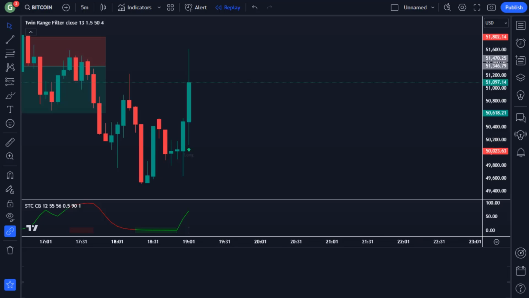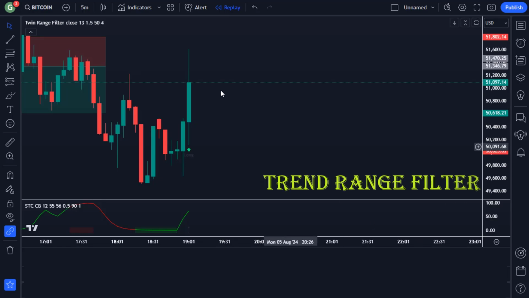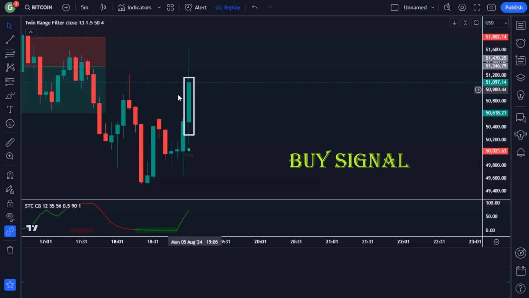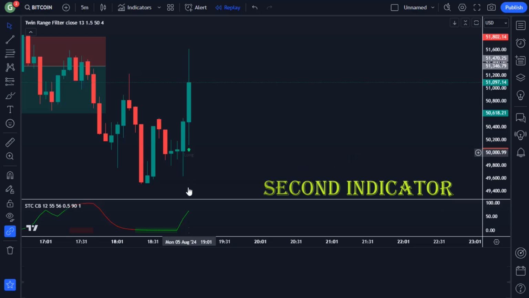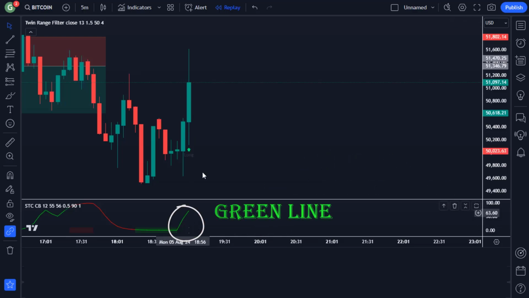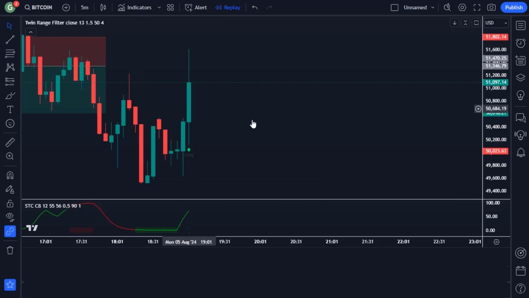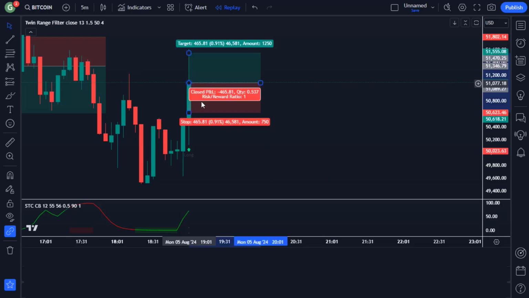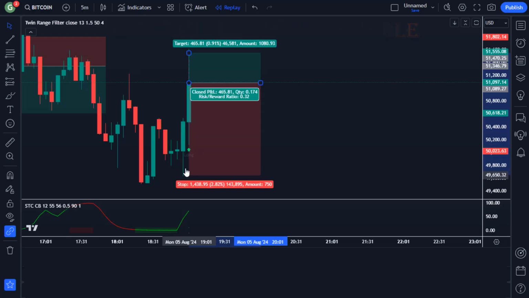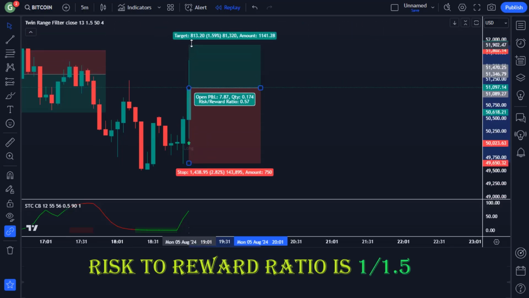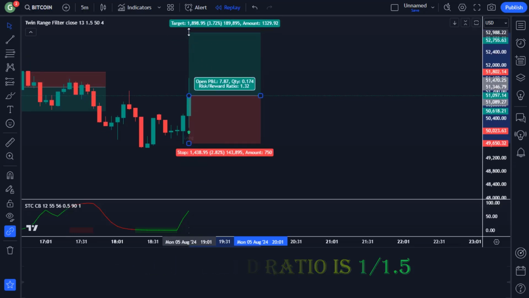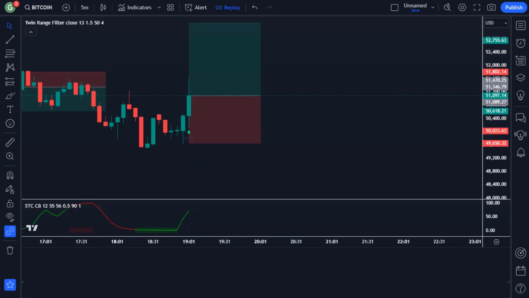Let's see here another buy signal. First look at the Twin Range Filter indicator, it gives a buy signal. Now if we look at the second indicator, it makes a green line. And now for the last confirmation, there should be a bullish candle here. If this condition is fulfilled, then we will place a buy order. Our stop loss is to be placed at the previous low of the candle, and the risk to reward ratio will be 1:1.5. How does this trade play out?